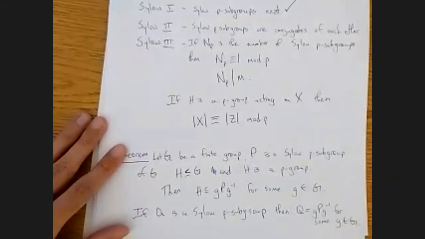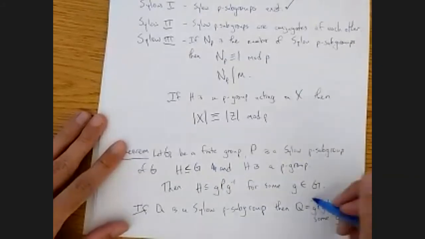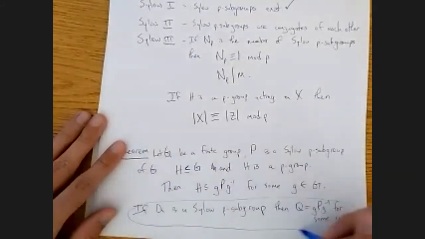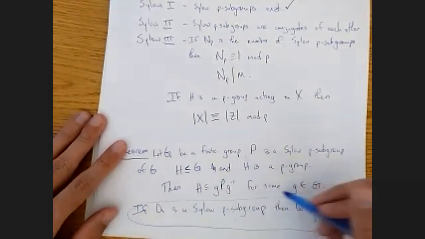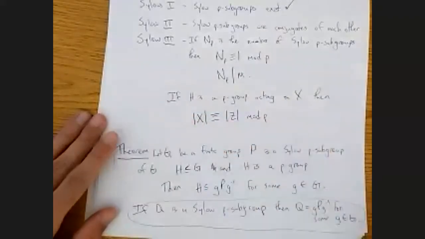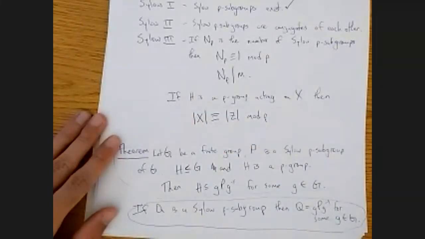And this is the statement of the Sylow second theorem, that any two Sylow P subgroups are conjugate to each other. But we're going to prove it by proving this stronger statement. Okay, and here's what I mean.